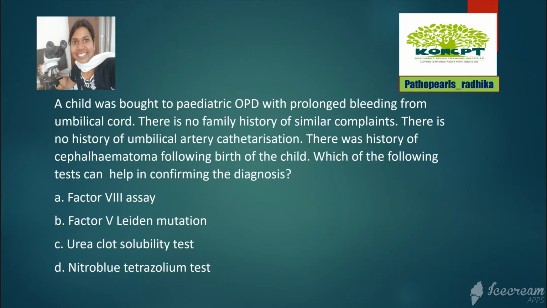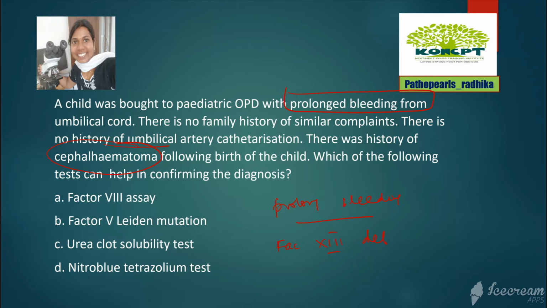So, what is the history given in the question? There is a typical history of prolonged bleeding from the umbilical cord. Okay, so this is specific for one disorder, and they've given all the negative history, and there is cephalhematoma following the childbirth. So where do you get prolonged bleeding from the umbilical cord? Prolonged bleeding from umbilical cord is typically seen in factor 13 deficiency.